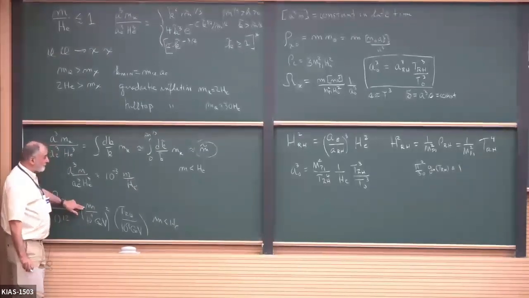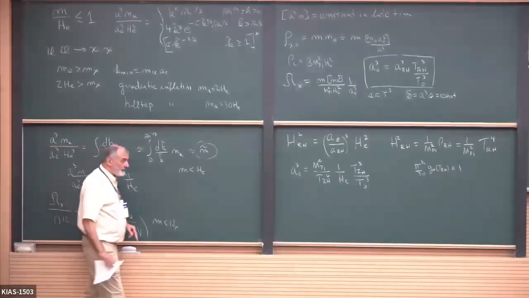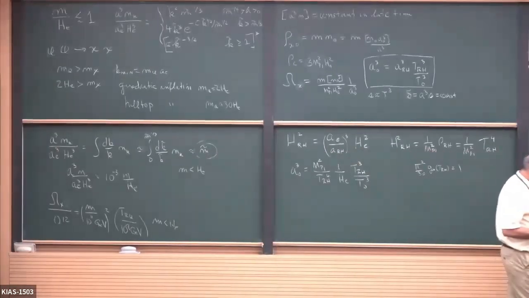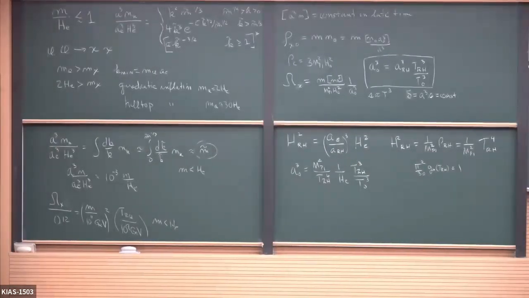Where it only depends upon the mass and the reheat temperature. So if this ratio, m over 10 to the 11, T reheat over 10 to the 9, is equal to 1, then it would be a good dark matter candidate.